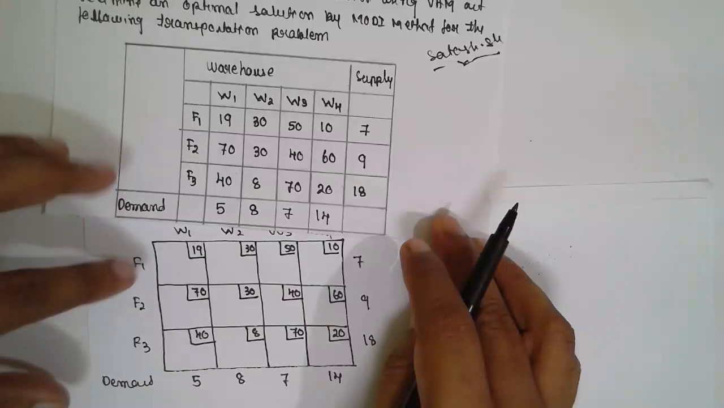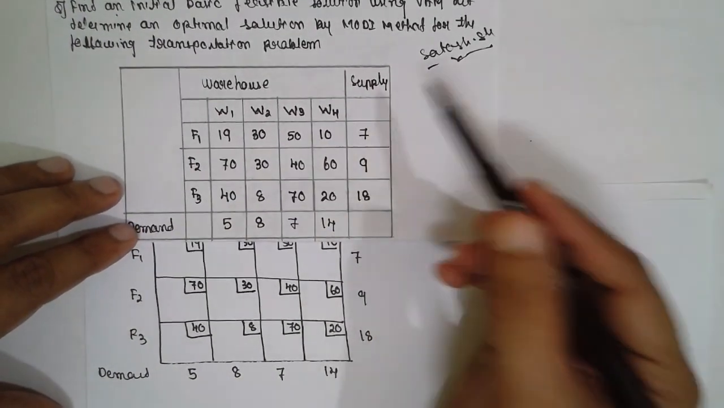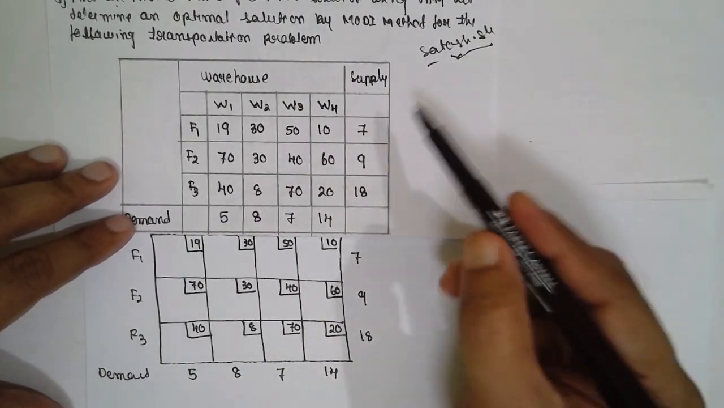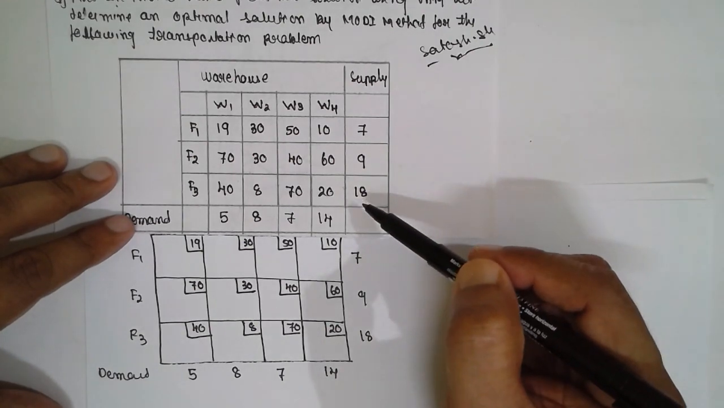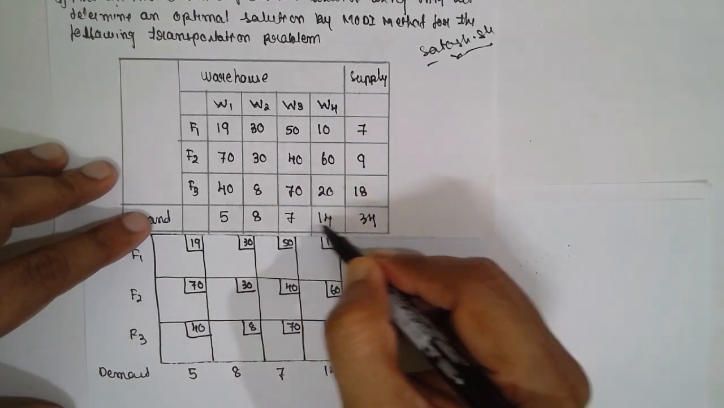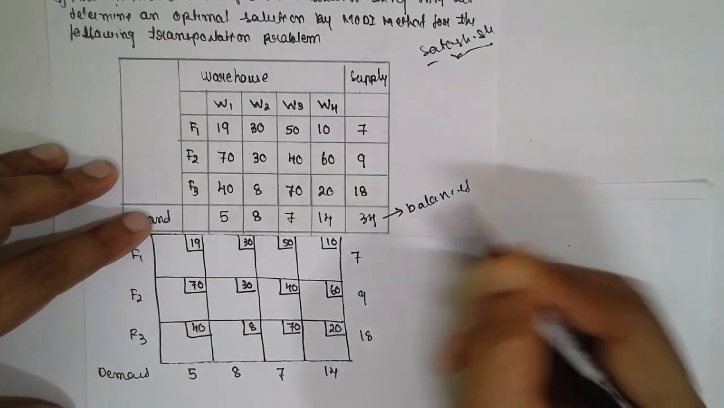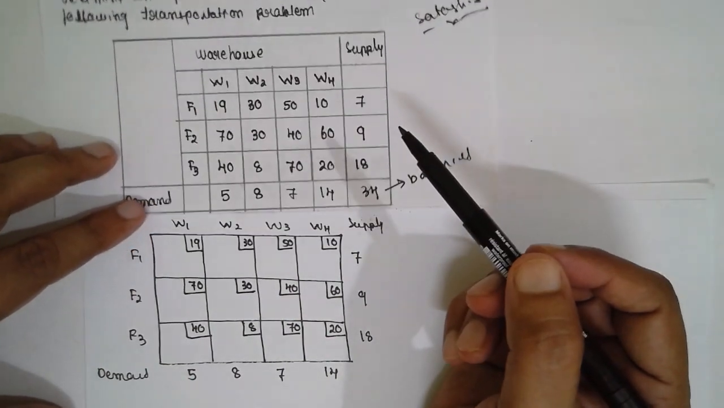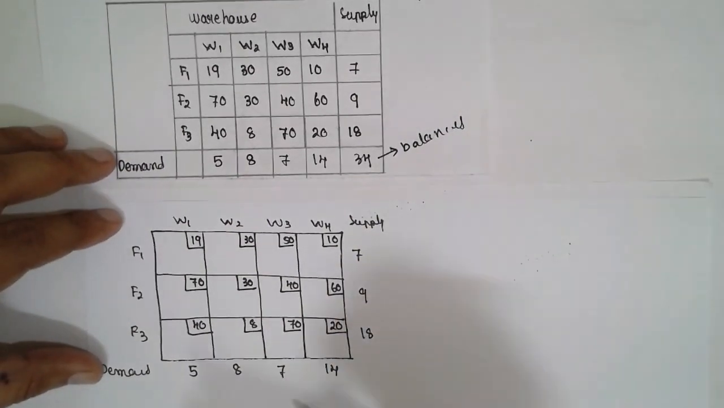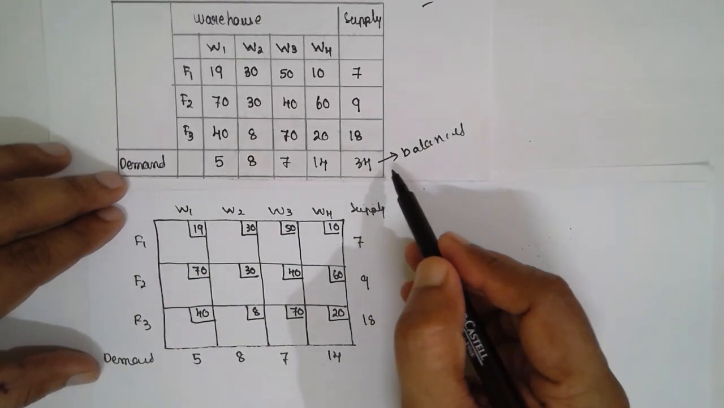Before executing the problem, first we have to check whether the system is balanced or not. It is already balanced, therefore I directly went for the VAM method. Now how to check the balance? 7 plus 9 plus 18, it is 34. 5 plus 8 plus 7 plus 14, it is 34. The system is balanced. Then you have to go for solving by the VAM method. But in the exam, first you have to check whether the system is balanced or not.